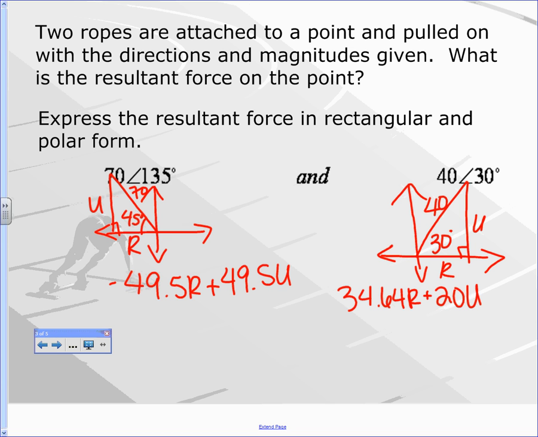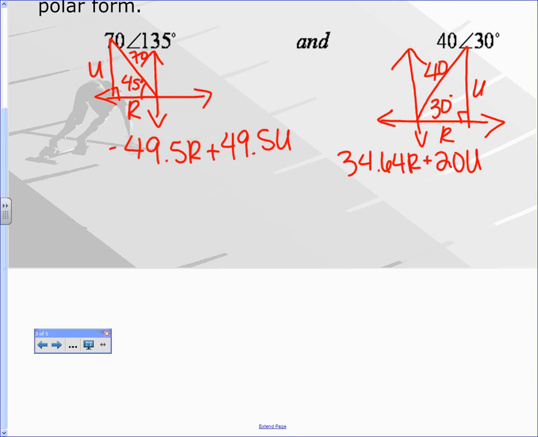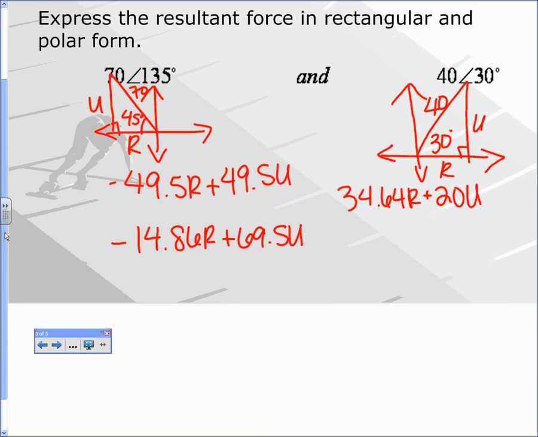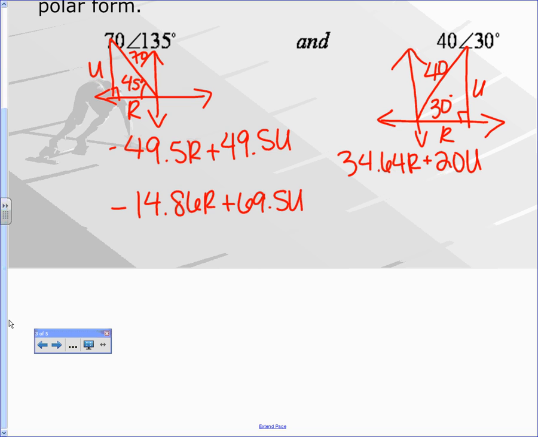Okay, so putting the resultant force in rectangular would look like what? Which would be? You see how that works? So that is rectangular, but it also said to do it in polar. How do we do it in polar?